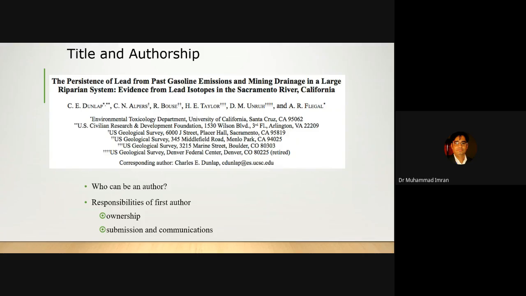These stars are symbols denote the author's affiliation. Then a corresponding author email ID, its name, who can be an author, which contributor for the manuscript. The responsibility of first author or corresponding author is the ownership of the whole manuscript, then submission and communication with the editor and the co-authors.